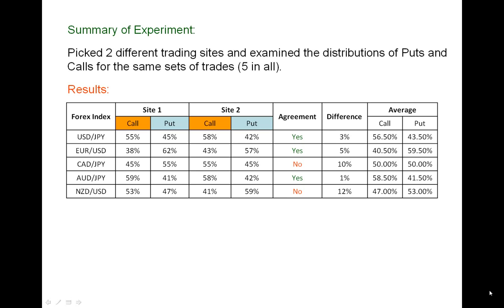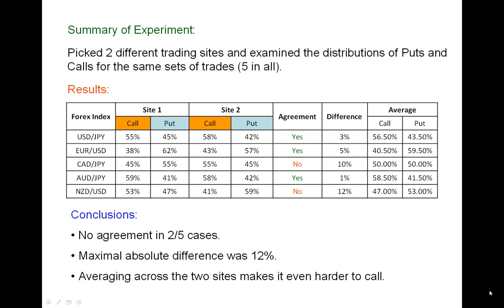And in the case of Canadian dollars, Japanese yen, since we had a perfect split the other way, it's exactly 50-50. So even if we average it out, the net effect of averaging it out might be that it makes it a little harder to decide whether we should actually put or call, because the distributions are no longer skewed either which way. So what can we conclude?